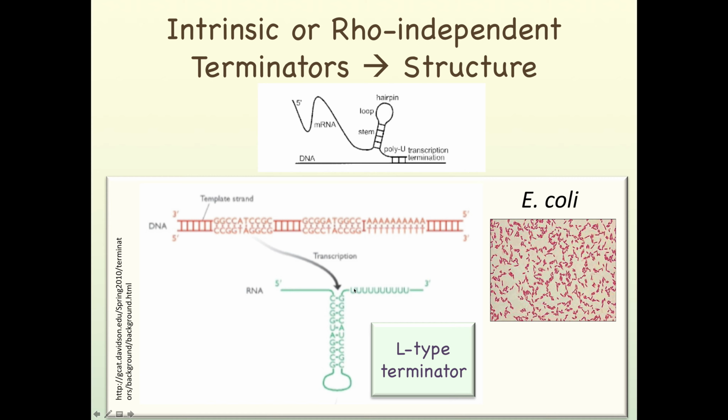Now, following the stem immediately is a trail of poly U, or a trail of U's, and this is called an L-type terminator simply because the structure of the hairpin and the poly-U trail here forms an L. This is the type of terminator that is found in E. coli, and in order for termination to occur in E. coli, for intrinsic termination, it's dependent upon having both a hairpin and the poly-U trail in the RNA.